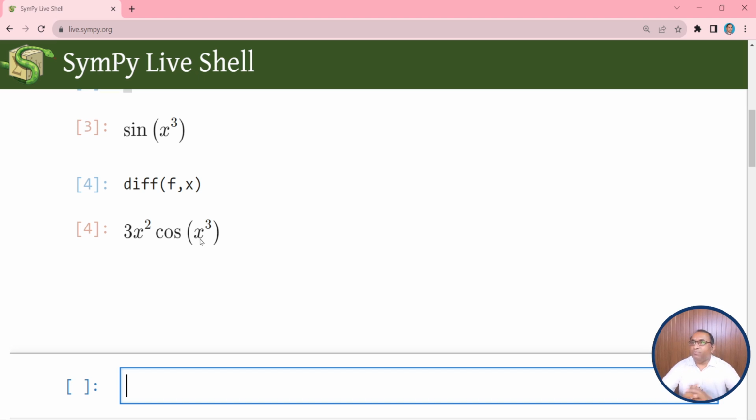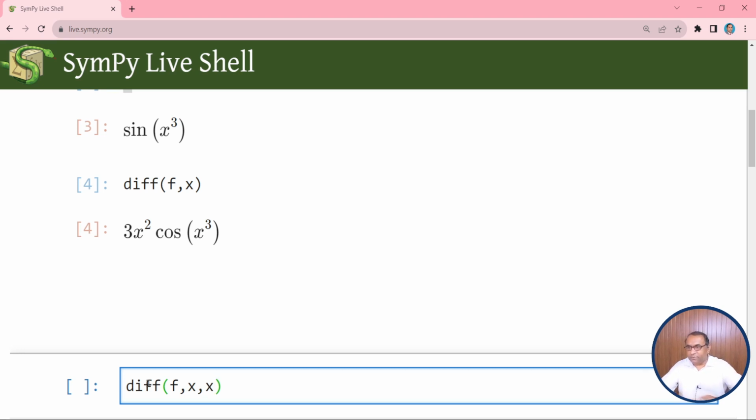If you want a second order derivative, if you are using a laptop or PC, then you can press the upward arrow and the previous statement will appear at the cursor place.